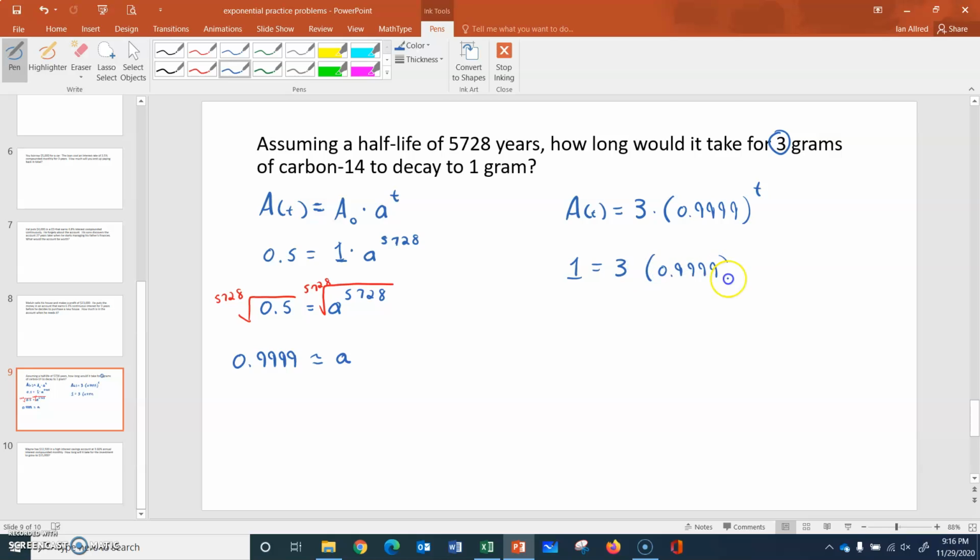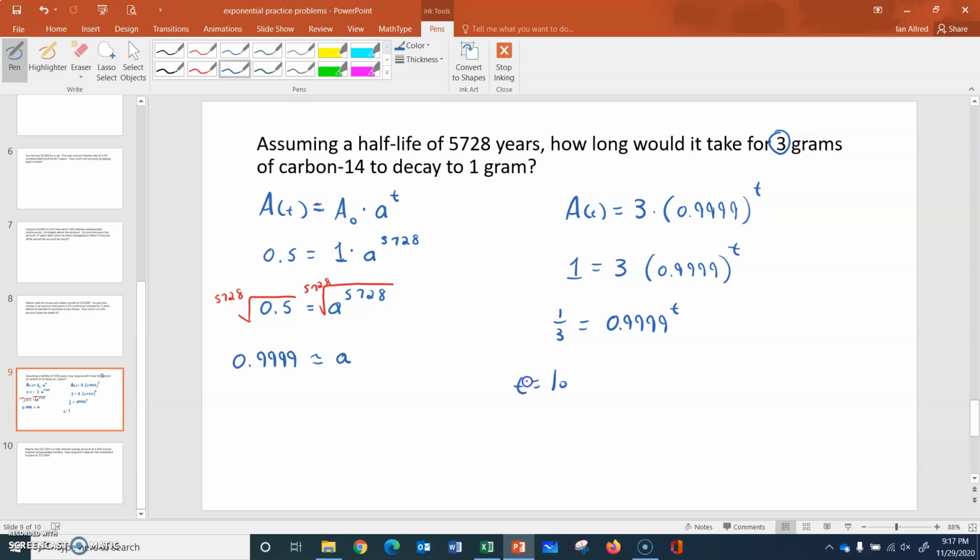So the reason this is different than the ones we did when we first started the exponential functions is we're looking for a t. Before we would plug a t in. We found the little a before, but now we are looking for the t. So this will be 1/3, because I got to get rid of this 3 in front, equals 0.9999 raised to the t. So how do I get that t out? I convert it to a logarithm.